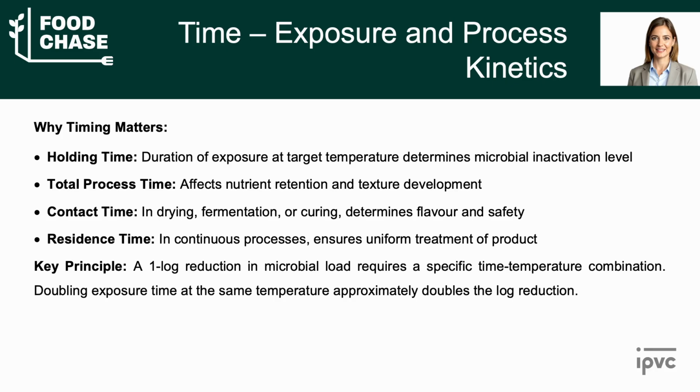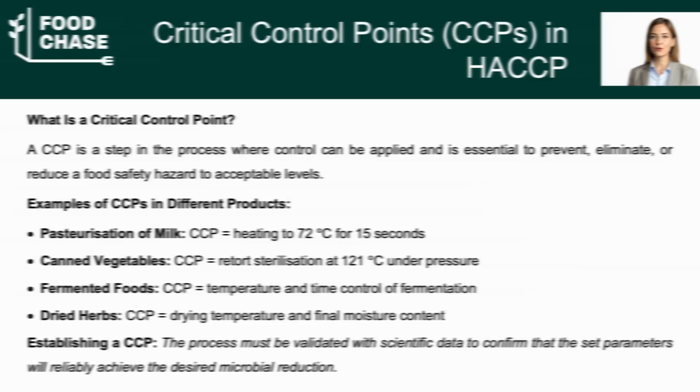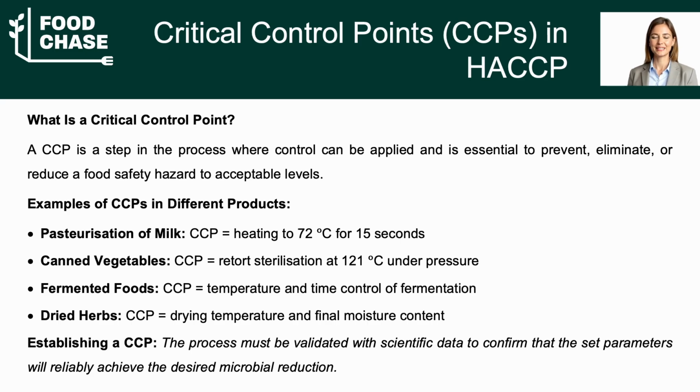A critical control point, or CCP, is the cornerstone of HACCP, Hazard Analysis and Critical Control Points. It is a step in your process where you can exert control and where that control is absolutely necessary to ensure food safety. Not every step is a CCP, only those where control is essential.